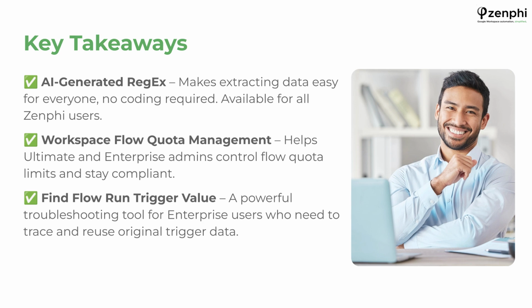Now let's run a quick recap of the features before we wrap up. First, we had AI-generated regex, making extracting data easy for everyone, no coding required, available for all of our Zenphi users. We went over flow quota management, which helps Ultimate and Enterprise admins control workspace limits and stay compliant. And last but not least, we went over a new action, Find Flow Run Trigger Value, a powerful troubleshooting tool for enterprise users who need to trace and reuse original triggered data.